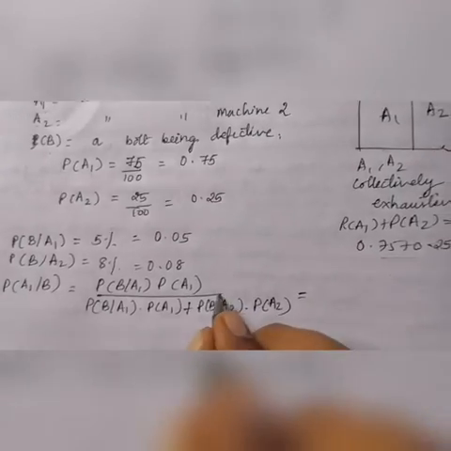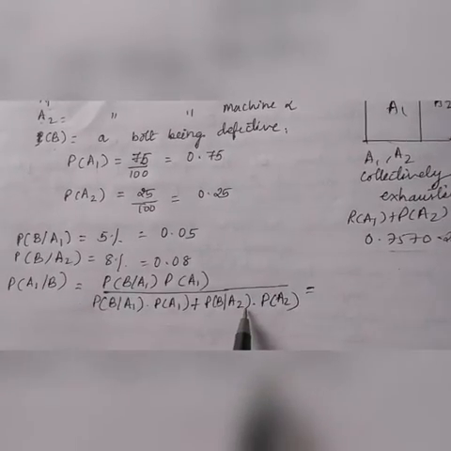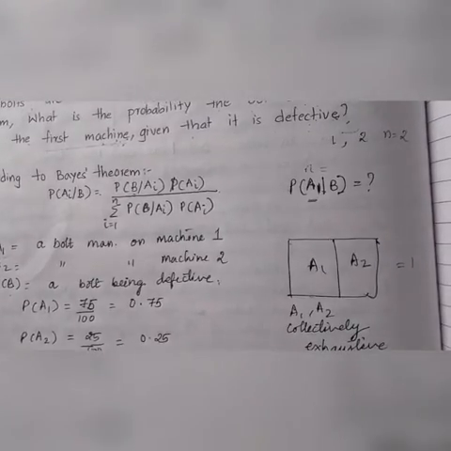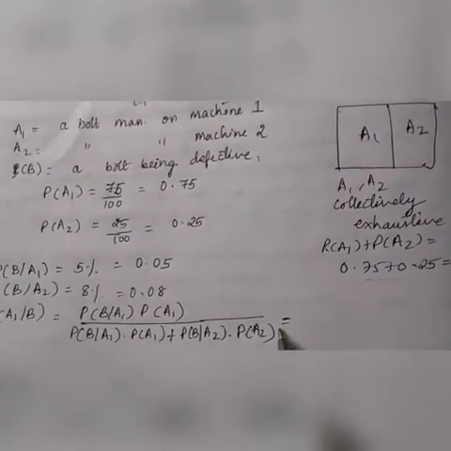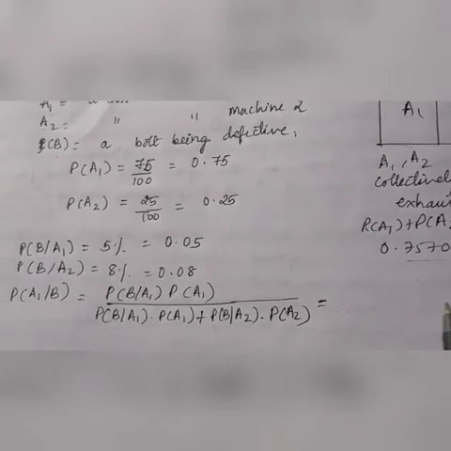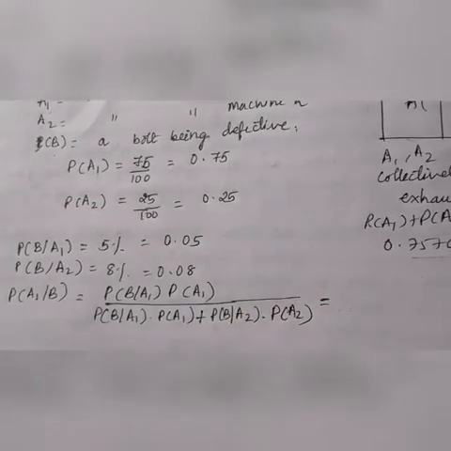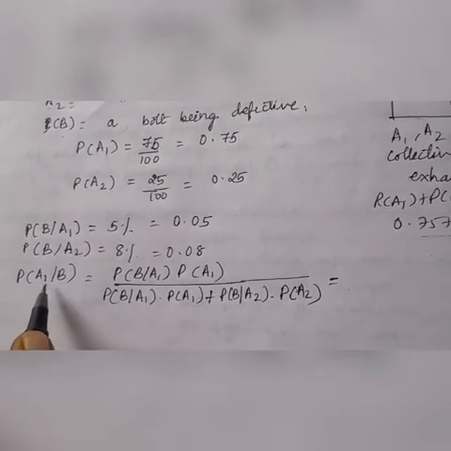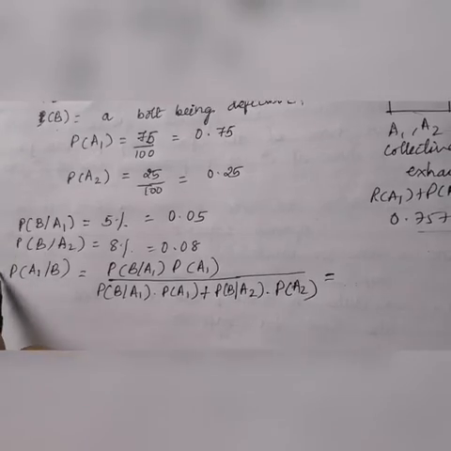Now, why did I take A1 and A2? Because there are only two machines, A1 and A2. If there are three machines, A1, A2, A3, then you will have one extra term, plus P of B given A3 into P of A3. If there are four, then you have to write multiple values like that. You can also calculate for the second machine, but they have only asked us for the first machine.